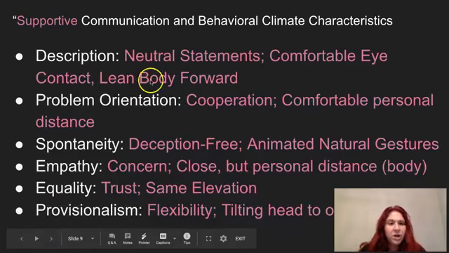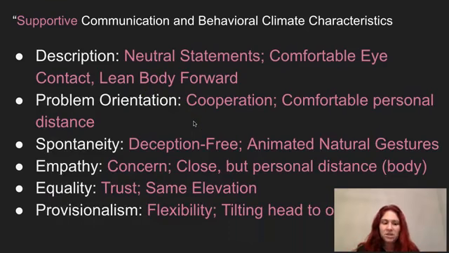Let's move ahead to supportive communication and behavioral climate characteristics. What was interesting about reading about this is that all of the behaviors and characteristics on the supportive side were very similar, but different in terms of the action associated. In this case, it's comfortable eye contact, neutral statements, leaning your body forward, so not hands on hips, but leaning forward. But they still had to do with your eyes and your body. So I thought that was interesting.